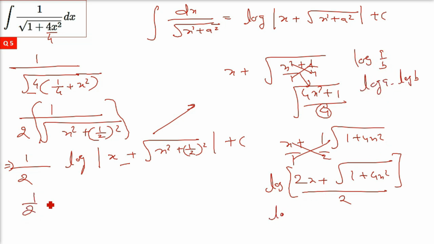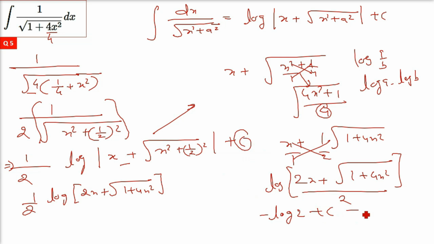1 by 2 log. So I'm writing this first as 2x plus under root 1 plus 4x square. This is log a. What is log b? Log b is, the denominator is 2, so it will be log 2. So log 2 minus log 2 plus c. That will again give you a constant. So constant along with the constant will only be a constant. So just write it as c prime now. So the whole solution will be 1 by 2 log 2x plus under root 1 plus 4x square plus constant of integration.